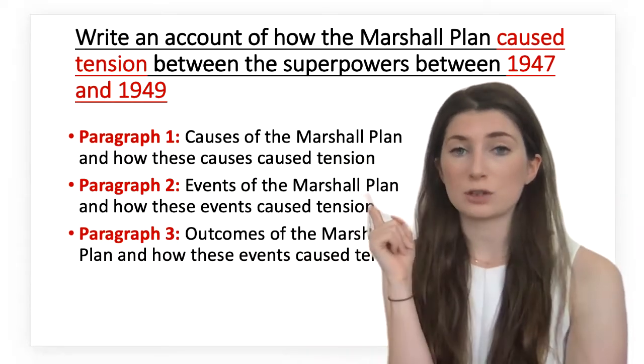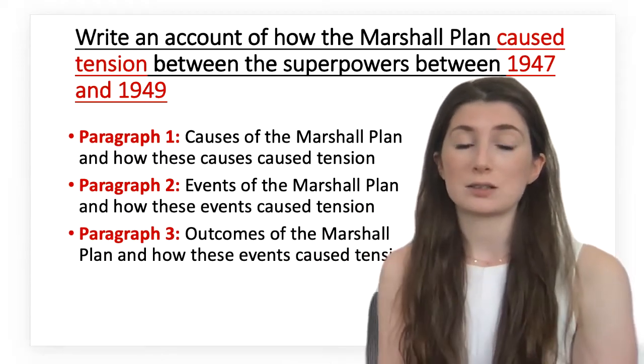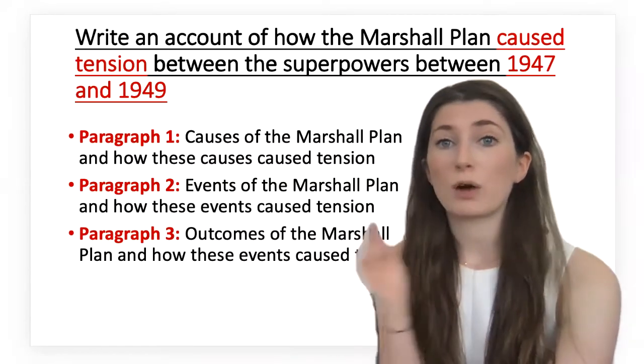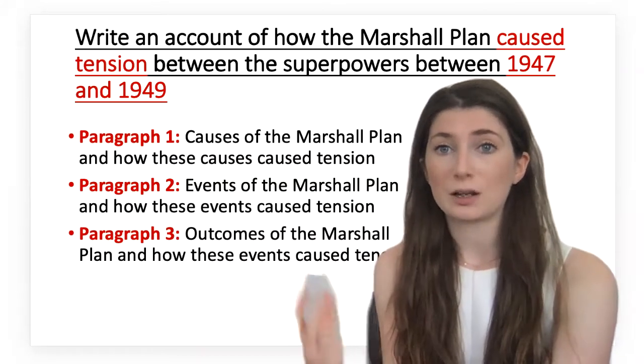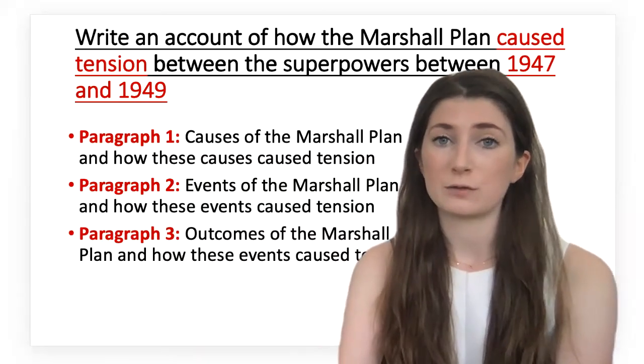So I've now changed the question. I've put in red where I've changed it to really highlight it to you. Instead of just saying write an account of the Marshall Plan, I'm asking you to write an account of how the Marshall Plan caused tension between superpowers between 1947 and 1949.